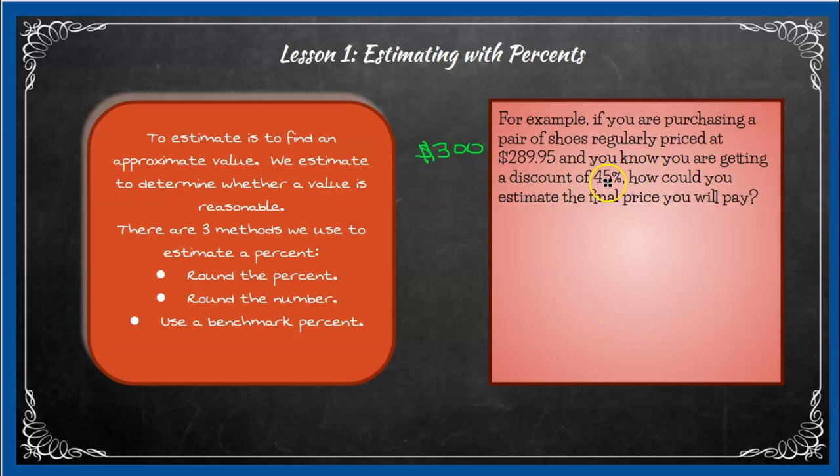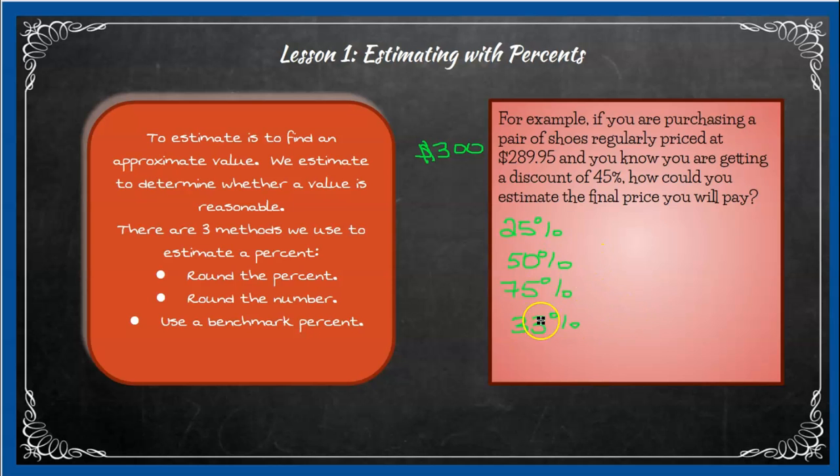But you know you're getting a discount of 45%. How could you estimate the final price you will pay? Well, 45% is close to 50%, and that's where I would use one of the benchmark percents that this talks about right here. The benchmark percents would be 25%, 50%, and 75%. There are a couple others. One is 33%. We'll talk about 33% also.